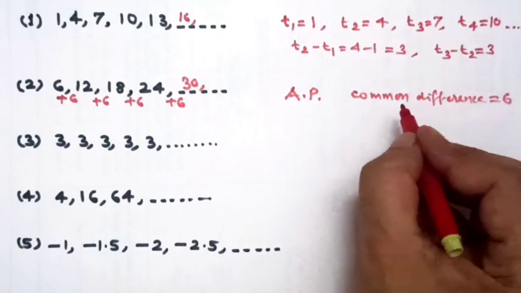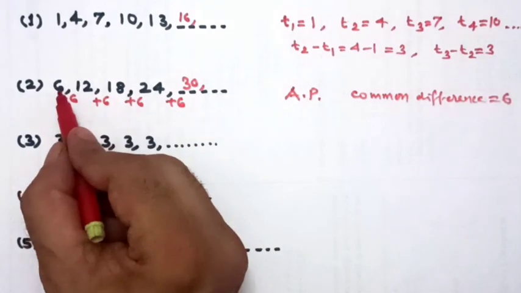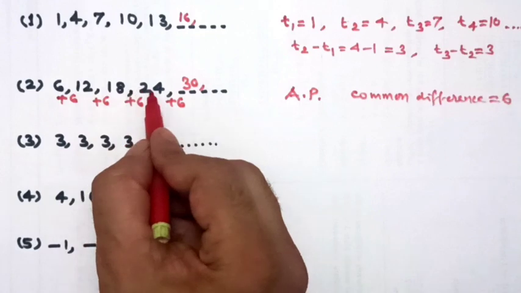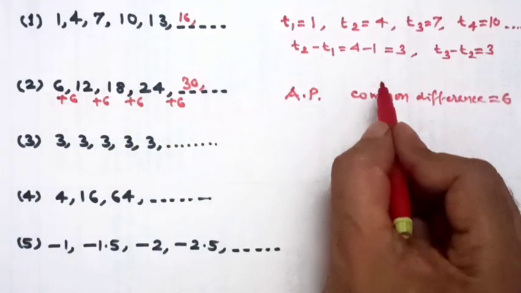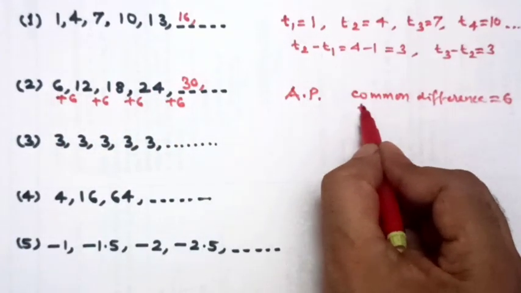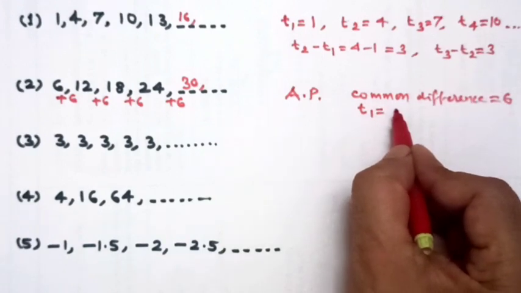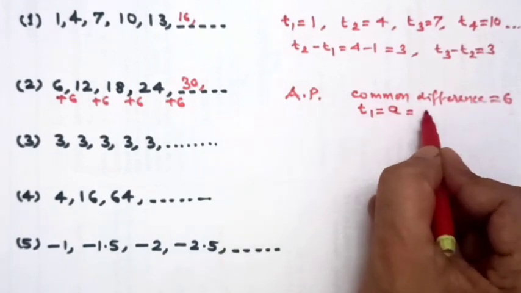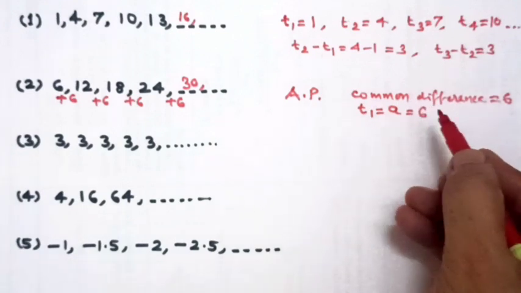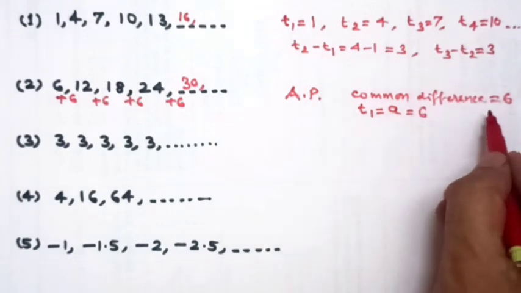Now I told you that these numbers are named as terms. So this is the first term. T1 is your first term. T1 is also denoted by the alphabet A. So A is equal to 6. Here both the common difference and the first term are 6.